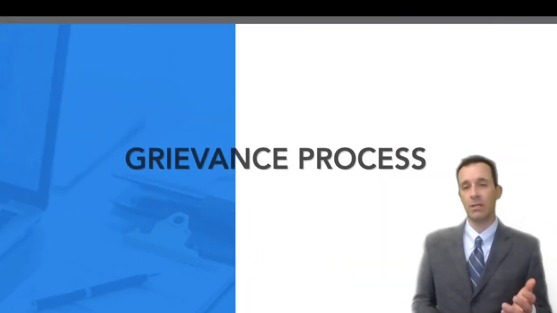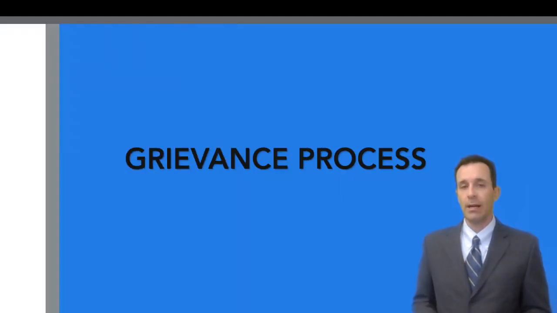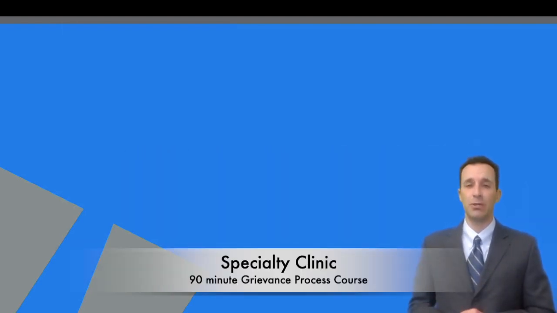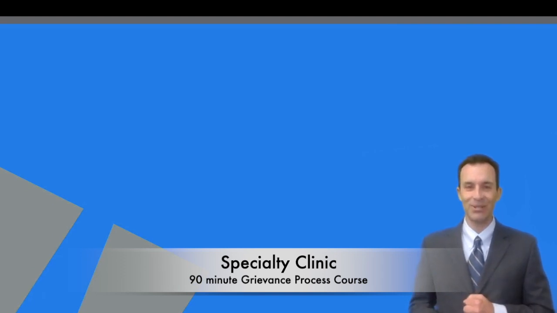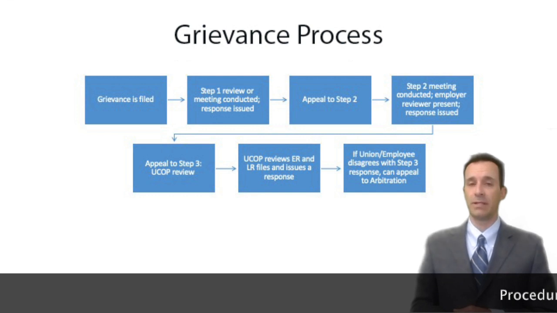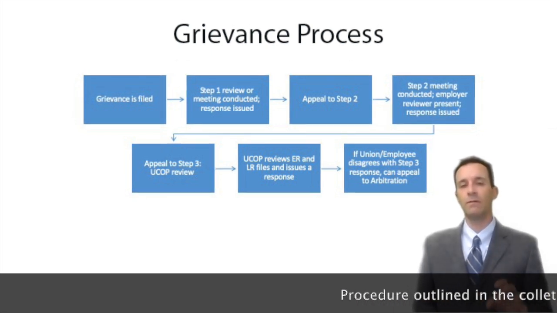Now, the most common interaction that we have with management is between the unions through the grievance process. I'm going to cover very, very quickly what that process is, and the reason why we cover it so quickly is because we have a specialty clinic. It takes about 90 minutes, and we strongly encourage you to schedule that with our department. In the interim time, let's talk about the grievance process. The typical grievance process is a multi-step process whereby the union files a grievance.